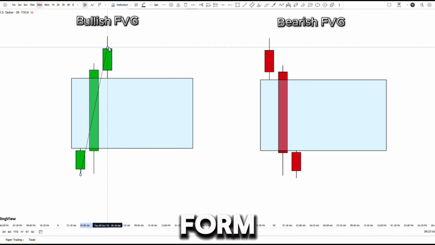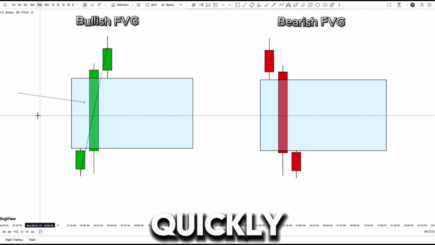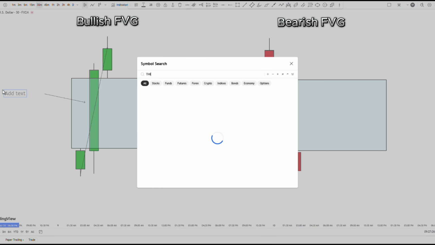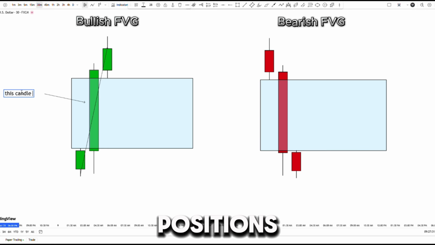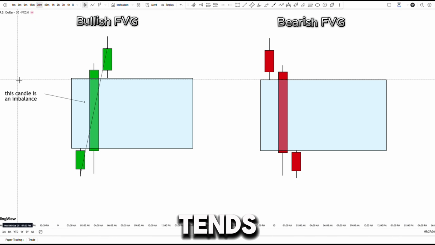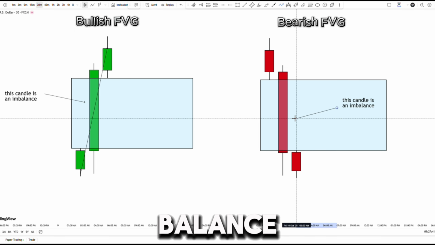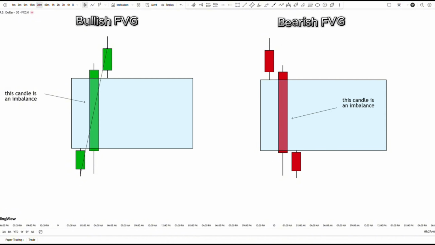Why does it form? Markets seek efficiency. When price skips over a range quickly, it leaves unfilled orders, buy-sell liquidity, in that area. Smart money institutions often engineer these moves to accumulate or distribute positions at better prices. FVGs act like magnets. Price tends to return to fill them, meaning trade back into the gap to balance the inefficiency.